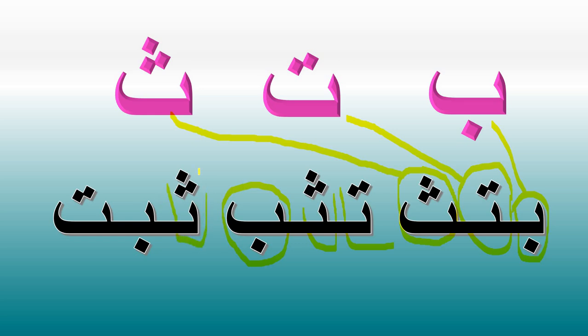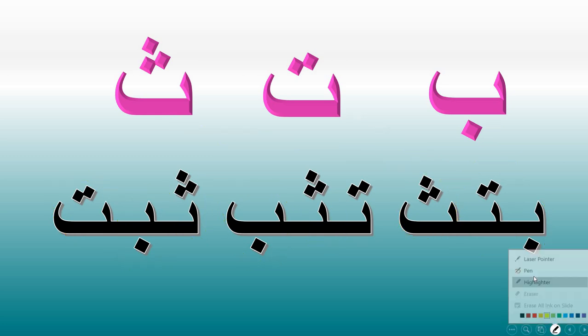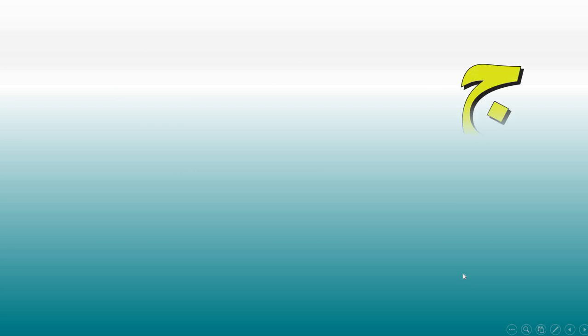What is this? Tha. 3 dots. And this one, remember, 1 dot at the bottom, ba. Yes. And this is 2 dots for ta. I hope you can understand and recognize them all easily now. And now let's move to our next letter, which is Jim.